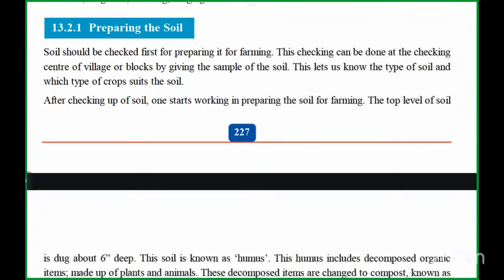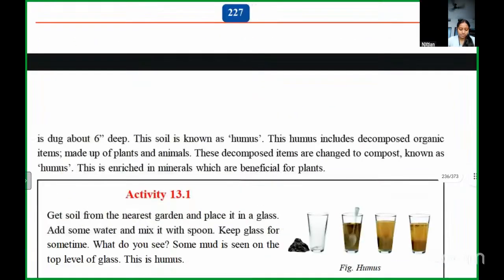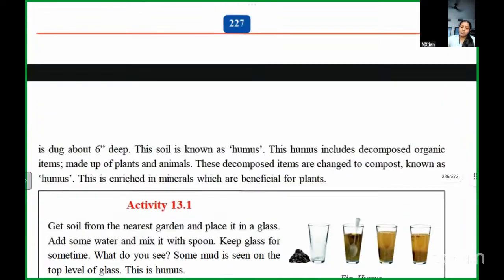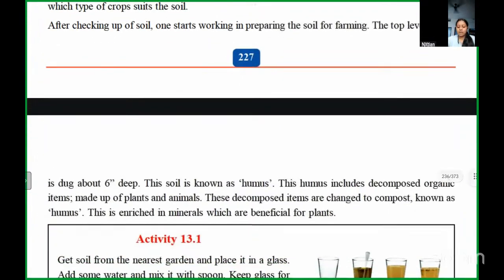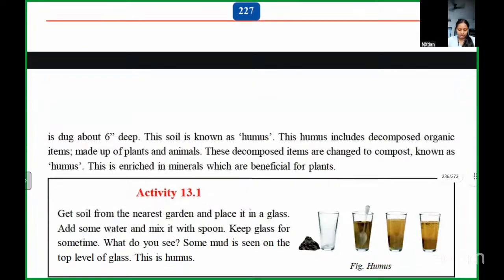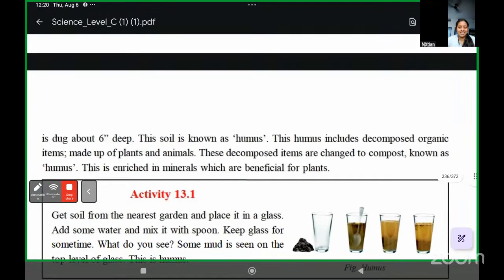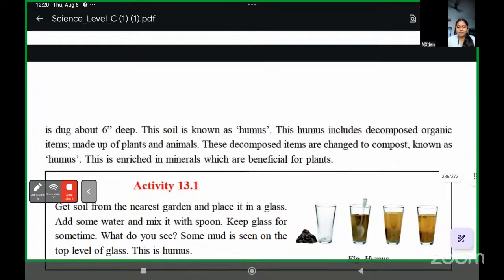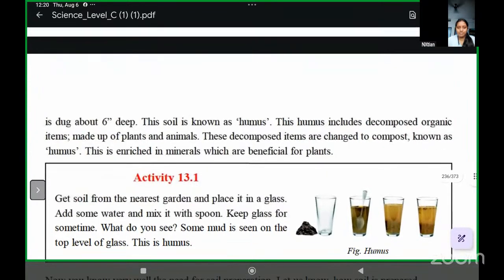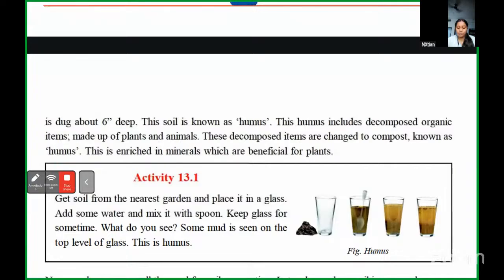Step one, you check the soil: what type of soil it is and what type of crop is good for it. Then you prepare the soil. How to prepare the soil? The top level of soil is dug about 6 feet deep, or is it 6 inch? I think it's either 6 feet or 6 inch. This is known as humus.